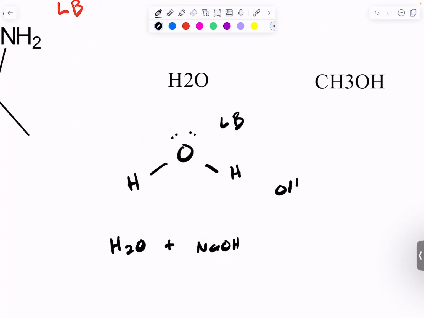Now your OH minus is going to act as the base. Your H2O is going to act as the acid. So then this can be an LA as well as a BLA, BLB, etc. Right? Okay, so in this case, we're going to do both. So H2O plus NaOH makes H2O plus NaOH. Kind of funny.